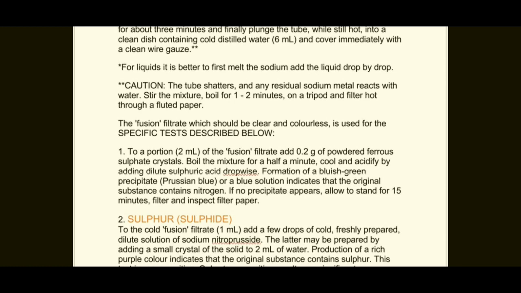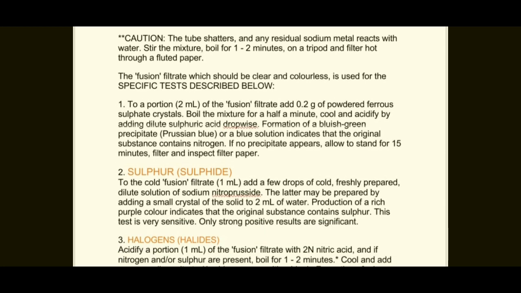inspect the filter paper. Next, the sulfur qualitative analysis: to 1 ml of the cold fusion filtrate add 5 drops of cold, freshly prepared dilute solution of sodium nitroprusside. A rich purple color indicates that the original substance contains sulfur. Okay students, if a purple color is present, which compound will it be? A sulfur compound. This test is very sensitive; only strong positive results are significant.